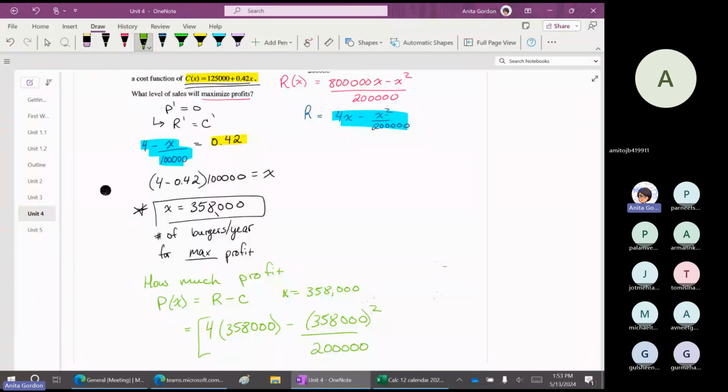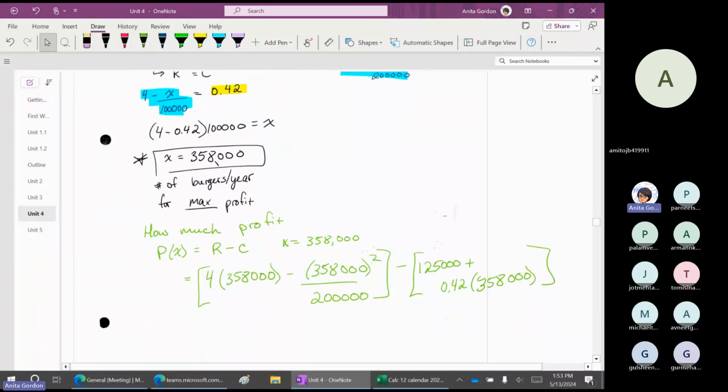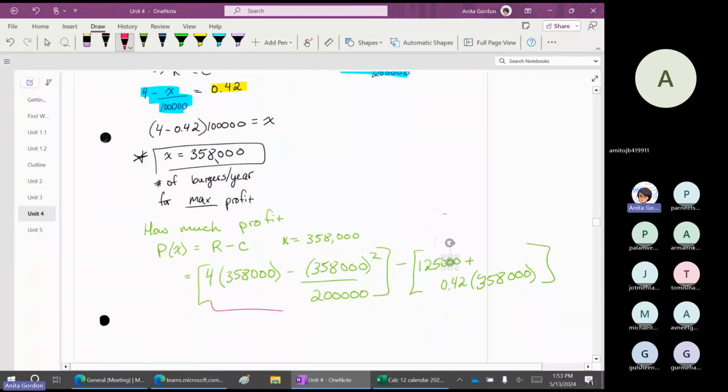Okay, so this is my R minus my C. 125,000 plus 0.42, 3,500, here, done. So this is R, this is C. And I can simplify and collect like terms, but why would I? Just chuck it in your calculator.